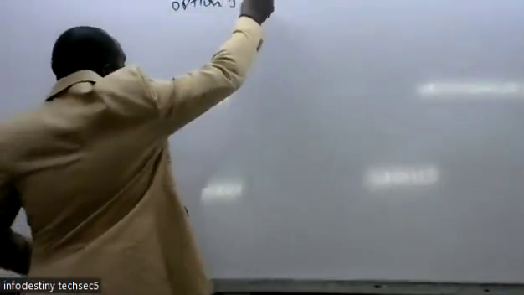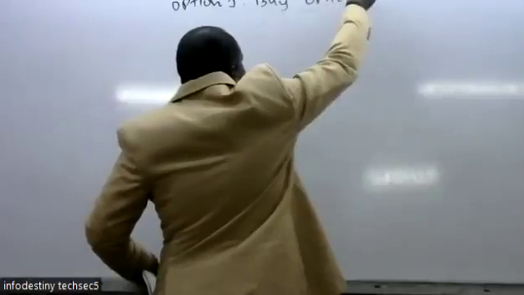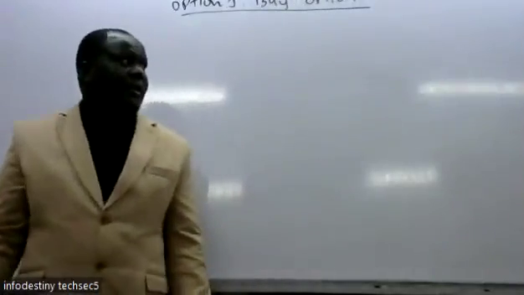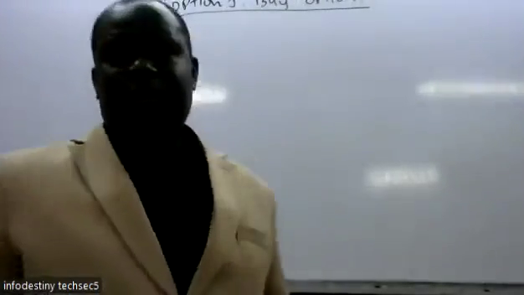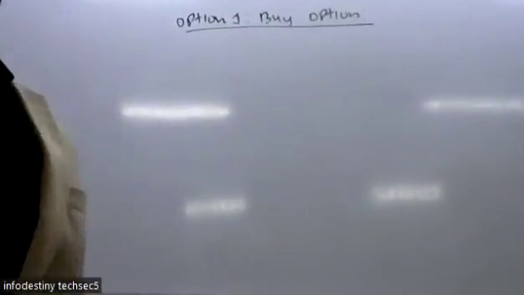So let us start with Roman letter 1, which is the buy option. We start off with option number 1, which is simply the buy option.